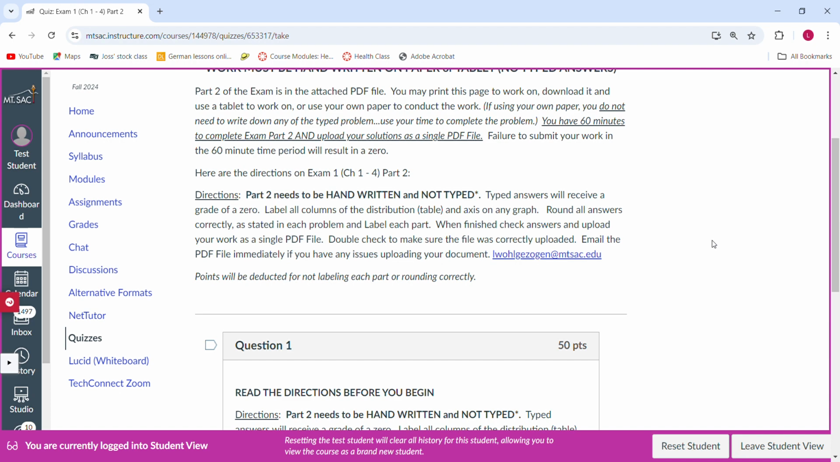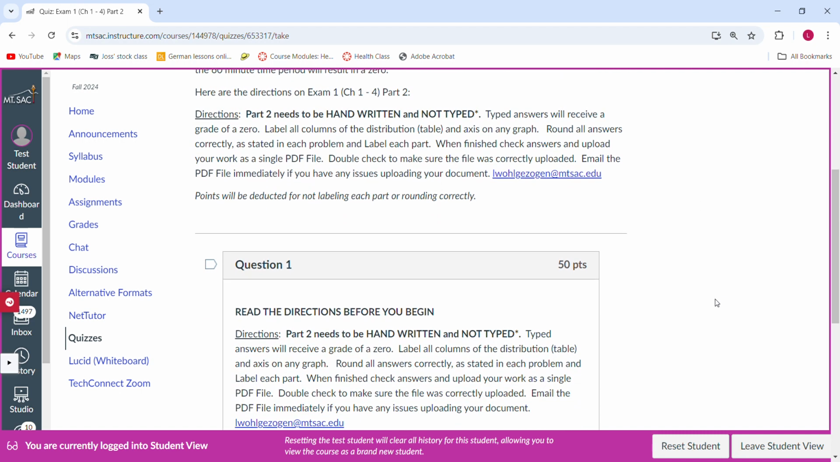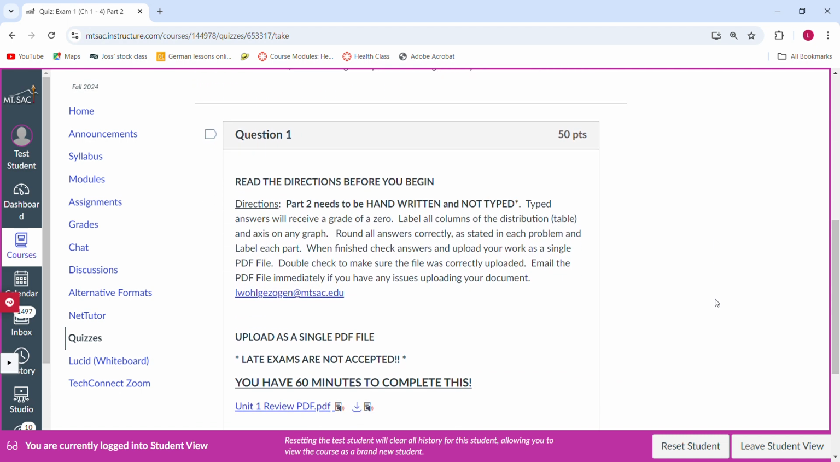Again, if you exceed that 60 minutes plus the 5 for uploading, then you are going to receive a grade of 0 for this part of your exam. So be mindful of the time. There is plenty of time to get this done, and there is extra time here to upload.